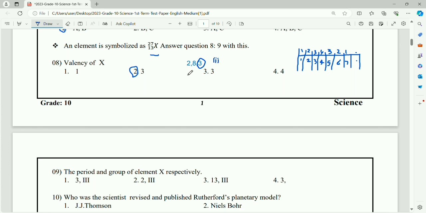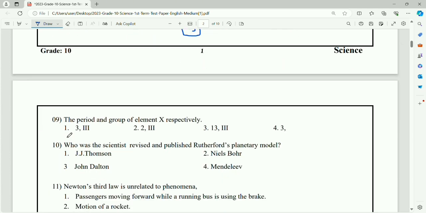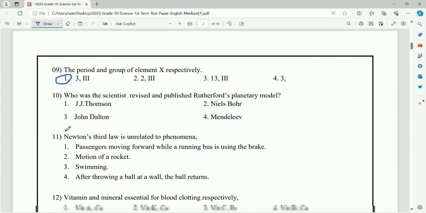Then how many periods? Period can be counted by how many orbits or how many cells are there. This is the first orbit, this is the second orbit, this is the third orbit, so 3 orbits are there. So this element comes under period 3. Period 3 and group 3. This would be the answer.